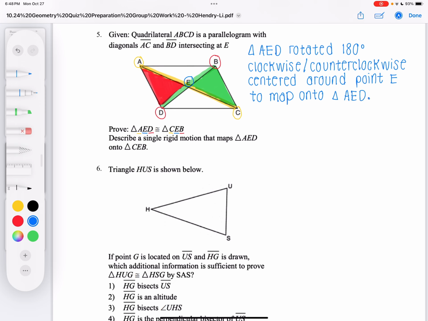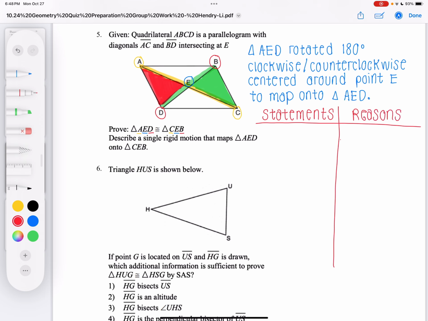All right, now that we know it was a rotation, not a reflection, we can move on to proving that triangle AED is congruent to triangle CEB. How we're going to do that is by using a two-column proof. So we're going to write on the left side all of our statements. And then on the right side, we're going to write all of our reasons.